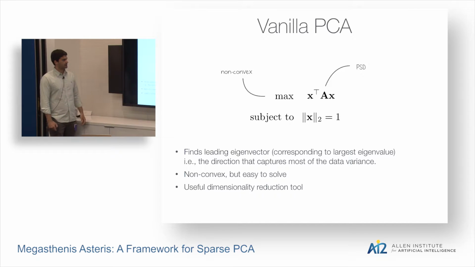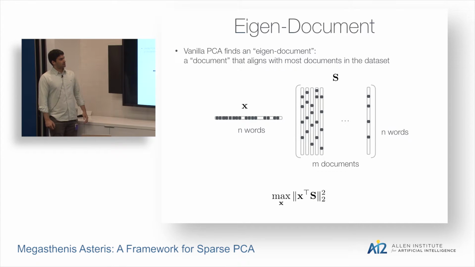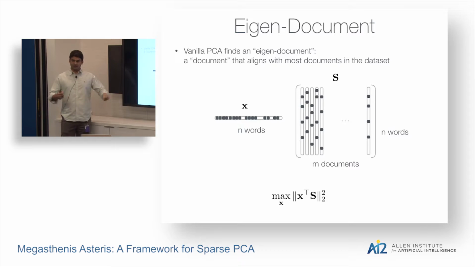It's a useful dimensionality reduction tool. But, and let me just say, besides this formulation as an optimization problem, what we are trying to do in the context of this text analysis problem is find a vector x, which will now correspond again to an n-dimensional vector in the space of words, that basically aligns as much as possible with the documents that we have in our class of documents. So we are trying to find a document that somehow represents as much as possible the documents in our corpus.